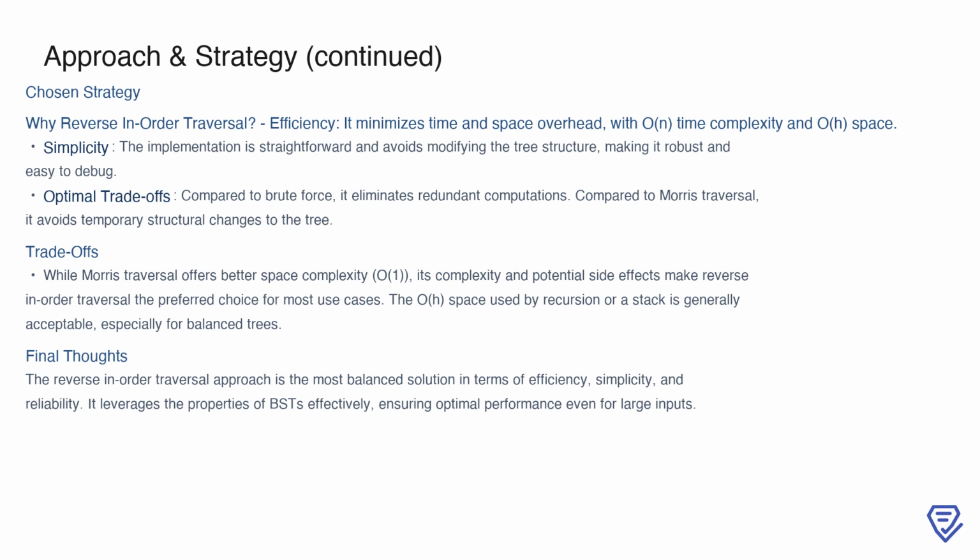While Morris traversal does offer a theoretical advantage in space complexity with O(1) usage, its complexity and the temporary side effects on the tree structure make it less desirable in most practical scenarios. The O(h) space required by recursion or a stack is generally acceptable, especially for balanced trees where the height is logarithmic relative to the number of nodes. Ultimately, the reverse-in-order traversal approach effectively leverages the properties of BSTs, delivering a solution that balances efficiency, simplicity, and reliability. It is well suited for transforming even large BSTs into greater sum trees with optimal performance.